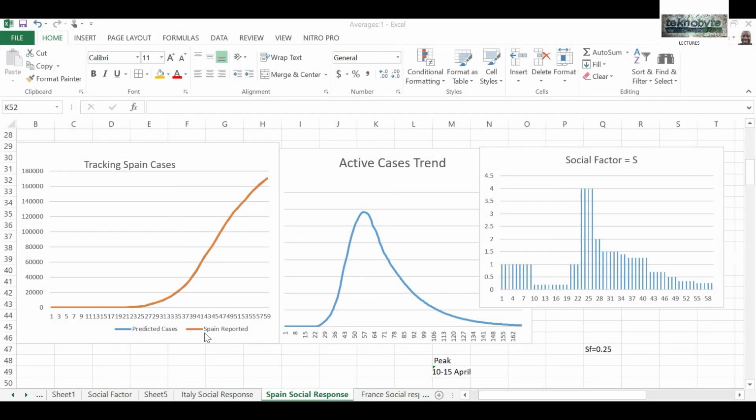I have similarly tracked the cases that were being reported in Spain, and you can see that the predicted cases now are completely tracking the reported cases. The social factor values that I used are shown here.